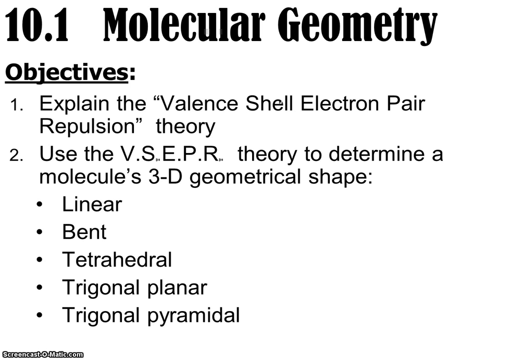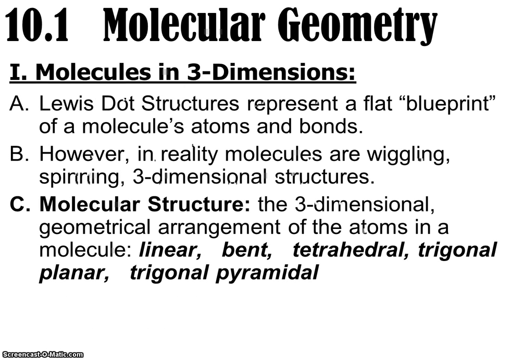And the shapes that we're going to learn about are linear, bent, tetrahedral, trigonal planar, and trigonal pyramidal. As we talked about in previous lectures, we know that the Lewis dot structure format of looking at a molecule is a flat blueprint, and we can look at the different atoms that are in the molecule and how they're bonded together, whether those bonds are single, double, or triple. We can also look at the bonding electrons that are within the atom and the non-bonding electrons that are around the edges of the atom. And all of that information can be used to figure out the shape of a molecule.